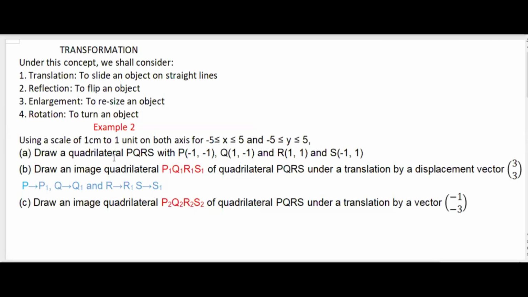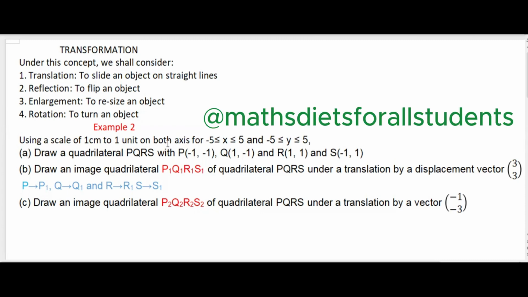So we have taken some examples under reflection and want to discuss translation today. We said earlier that translation means to slide an object on straight paths. And here we're giving this example. We are also using 1 centimeter to 1 unit on both axes. Every counting that we did in the previous one is because of 1 centimeter to 1 unit.